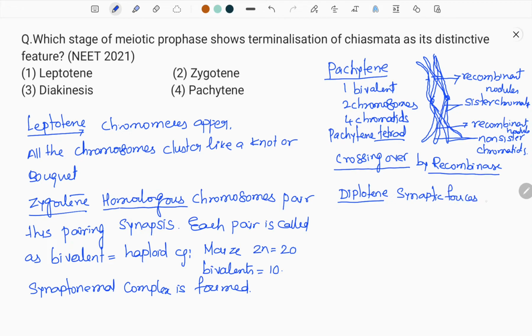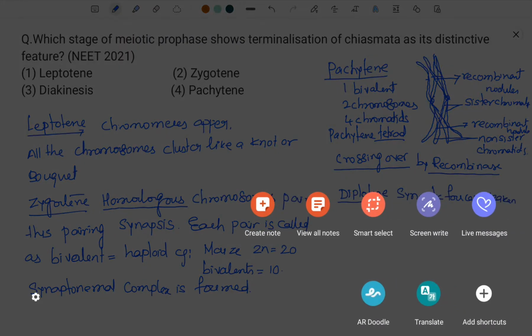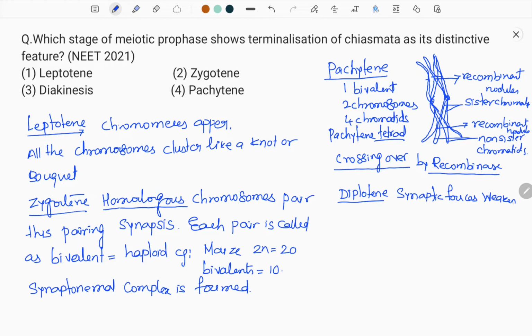Synaptic forces means attractive forces between the chromosomes of a bivalent. So these synaptic forces are weakened in diplotene. As a result, what happens? The synaptonemal complex is dissolved. The question that can be asked here is, in which phase is the synaptonemal complex dissolved? So the answer here is diplotene.